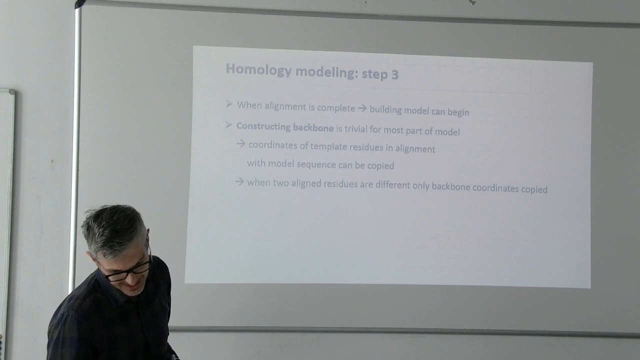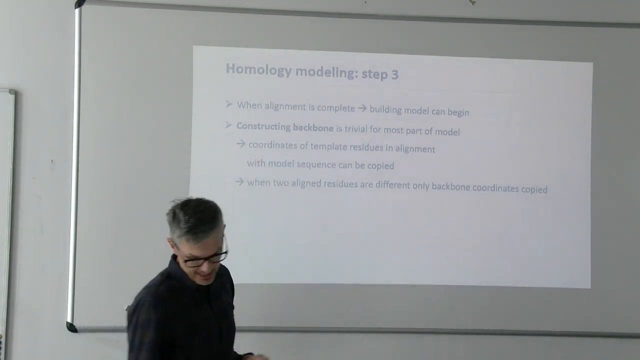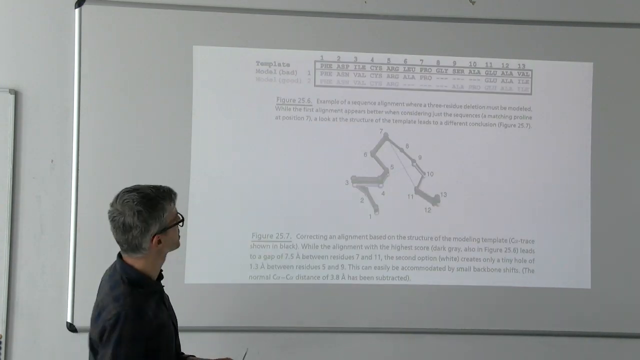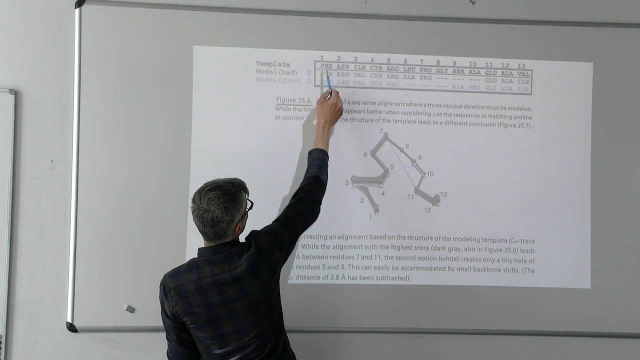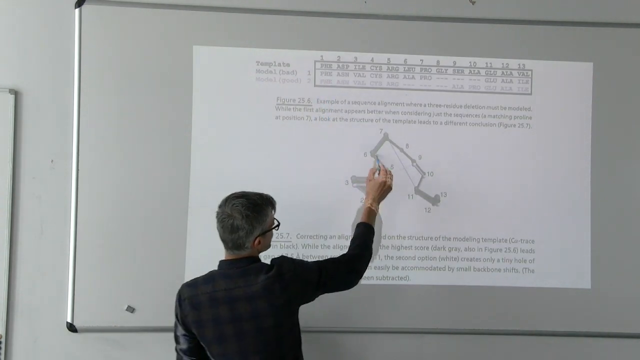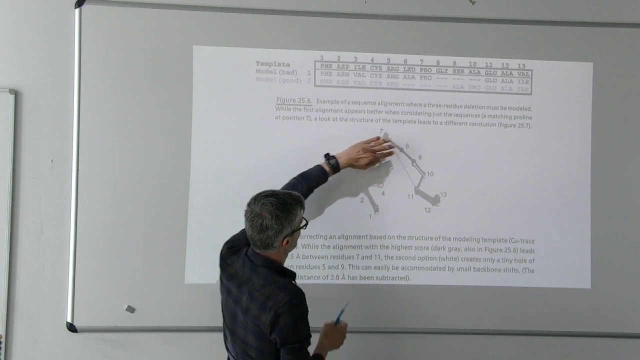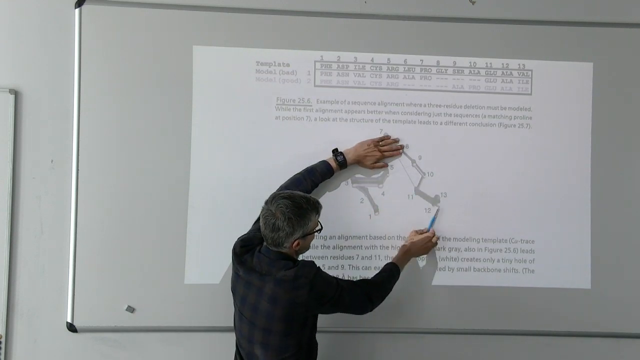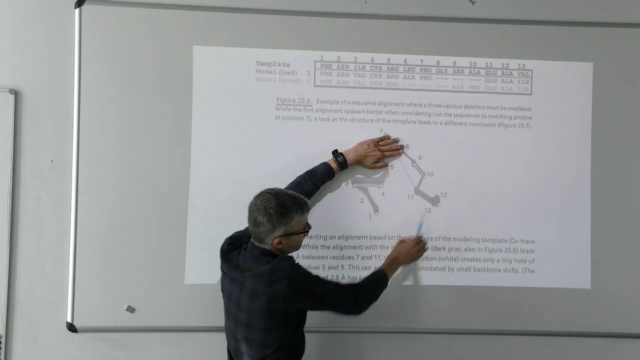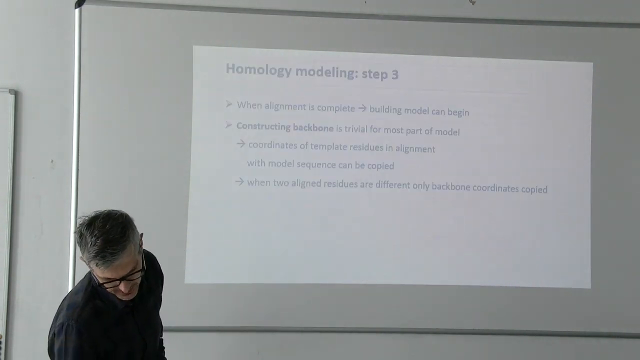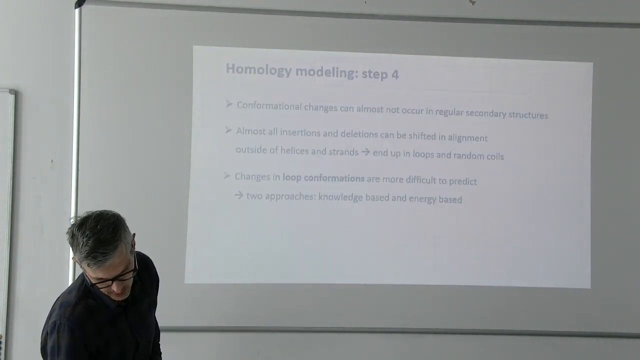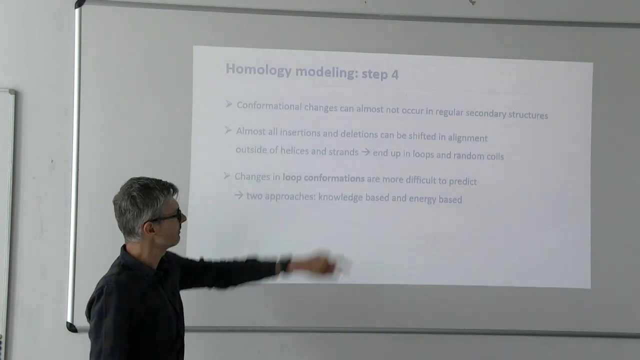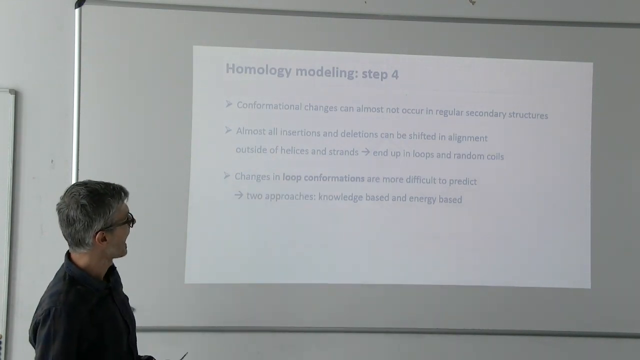And of course, if you do that, you can construct your backbone. So in this case, what I just do is, from my template, I copy the backbone, which is actually just shown here. So in this case, this would also be the backbone of my model here. And then the next steps are the loop conformations. How can I do that?